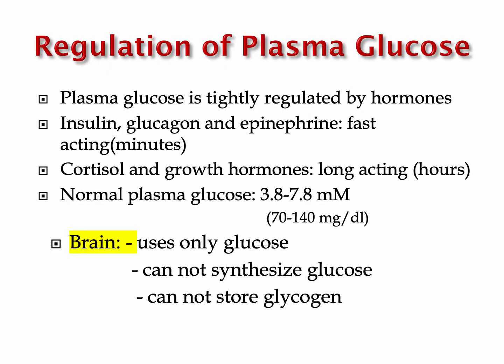Now, plasma glucose levels are tightly controlled by hormones. Insulin, glucagon, and epinephrine act quickly, within minutes, while cortisol and growth hormone have longer effects over a period of hours. Normal blood glucose ranges from 3.8 to 7.0 millimoles per liter, or 70 to 140 milligrams per deciliter. The brain relies exclusively on glucose for energy, but it cannot produce glucose or, again, store glycogen.